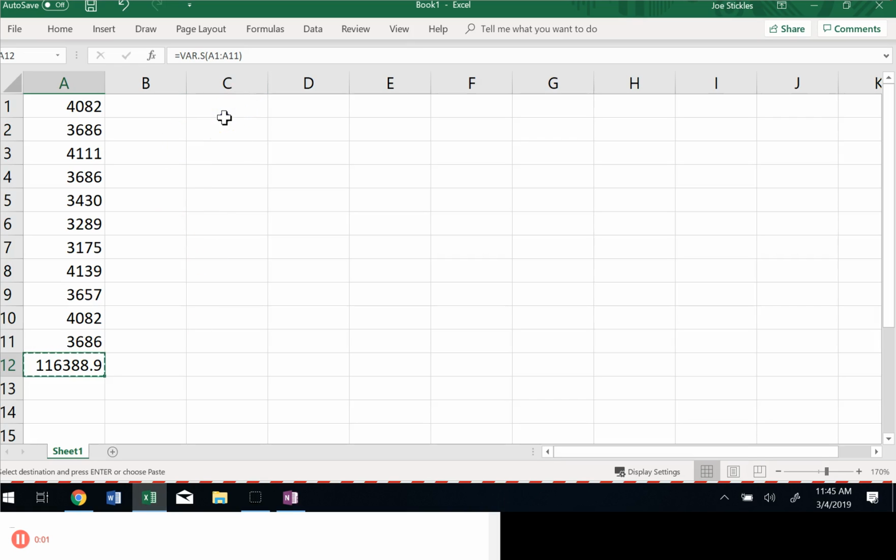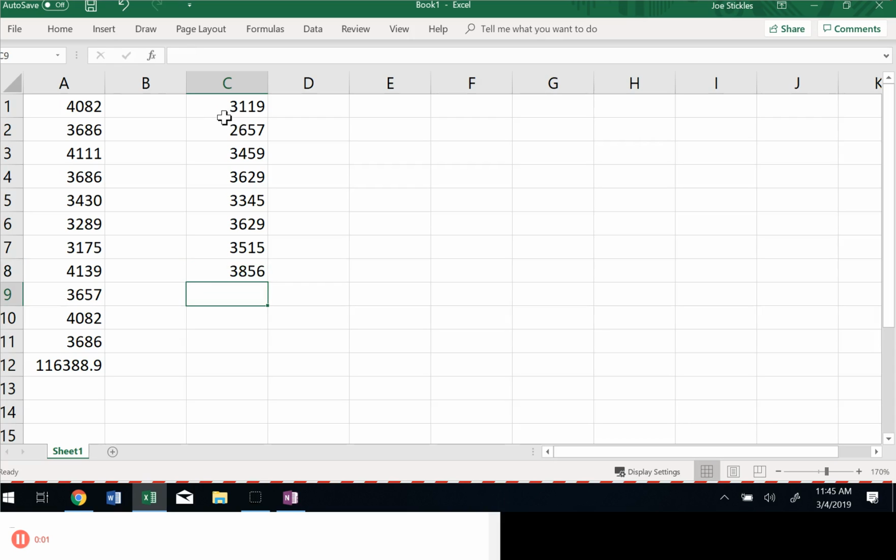All right. So let's do the variance for the girls. So 3119, 2657, 3459, 3629, 3345, 3629, 3515, 3856, 3629. All right. Okay, so we got the sample variance for that one.